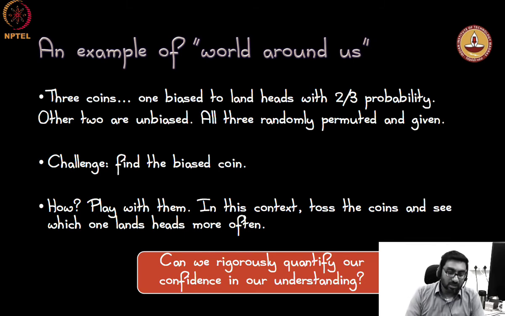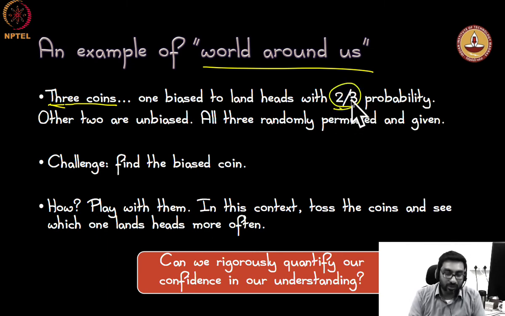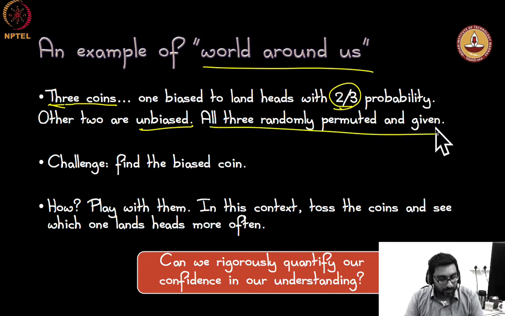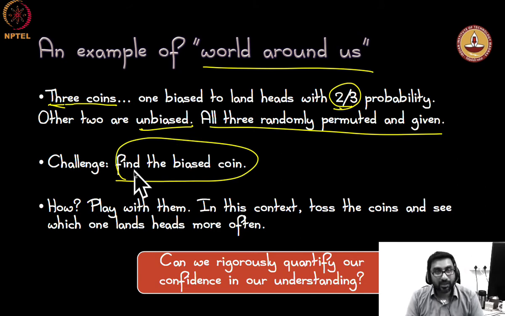So here's what we mean by the world around us. We have 3 coins. One of them is biased so that it will land heads with probability 2/3. The other 2 are unbiased. But the problem is we don't know which one is biased and which one is unbiased, so we're just going to assume that they're all randomly permuted. This is the world that we are given. But we would like to build an improved understanding of this world, build the right model. We want to find the biased coin.